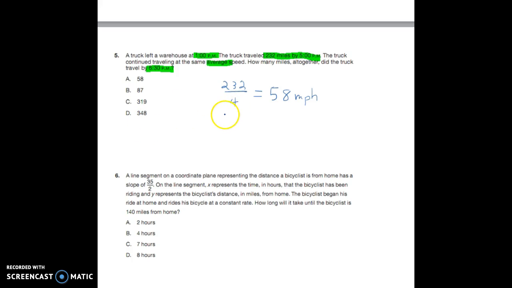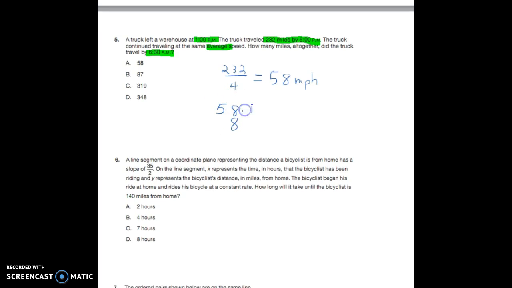We want to know how much further he traveled in the next hour and a half. Well, 58 times an hour and a half, that gives us 58 plus 29 is 87 miles. And it says to add that to 232 to get the total distance traveled. So I got 319 miles. So that's C. Notice how they put in some interesting choices here.